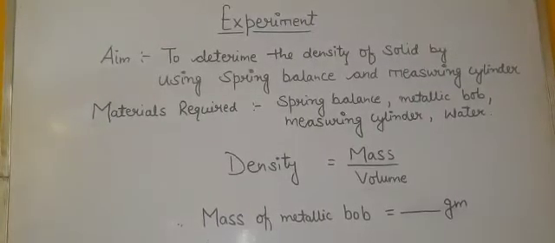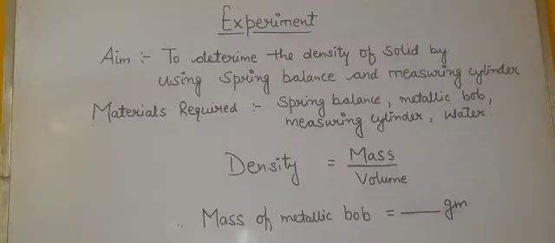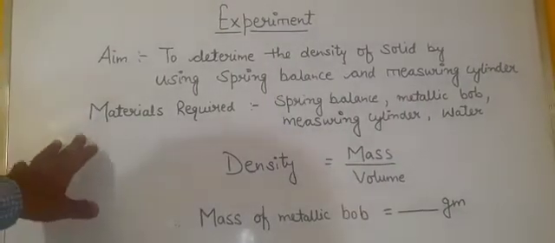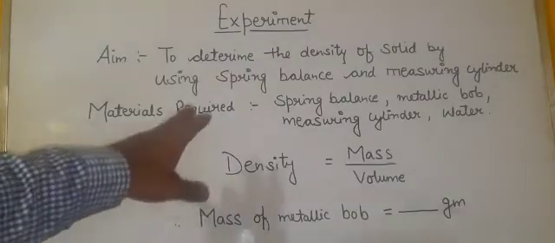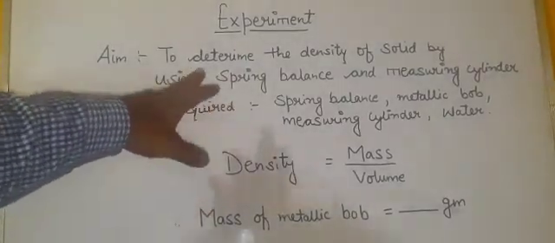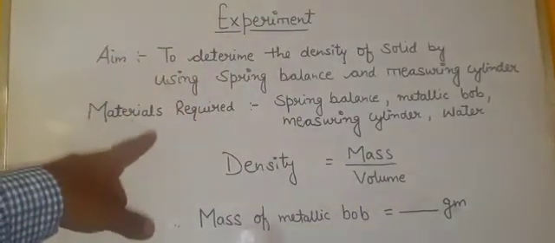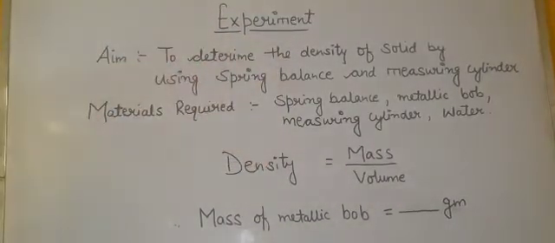Good day, students. Today we are going to perform an experiment. The aim of the experiment is to determine the density of a solid by using a spring balance and a measuring cylinder. Materials required: spring balance, metallic bob, measuring cylinder, and water.